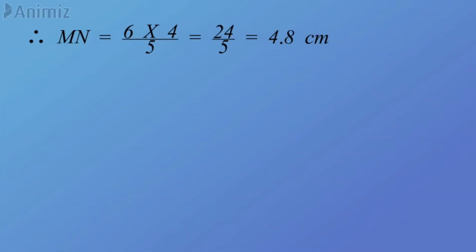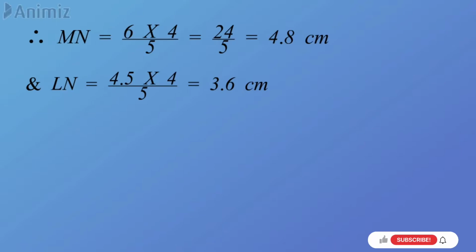Same way, your ratio BC by MN is also equal to 5 by 4. When you cross multiply, your MN is 6 into 4 upon 5. That will be 24 by 5, which will give you the value 4.8 centimeter. Similarly, the third ratio AC by LN is also equal to 5 by 4. So LN will be 4.5 into 4 upon 5, which on reduction will give you the value 3.6 centimeter.